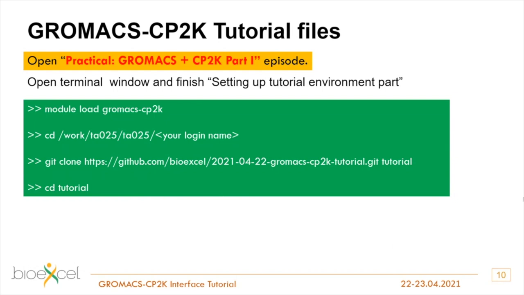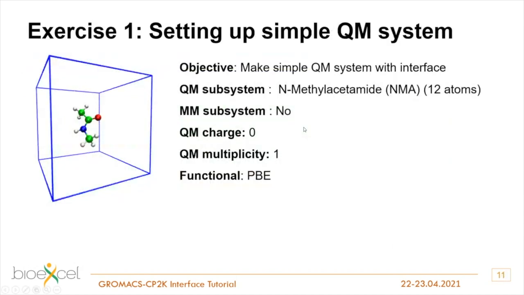The first exercise will be setting up a very simple QM system in a very small box, like shown on the left side of the slide. It is a very small molecule called N-methylacetamide with only 12 atoms. There will be no MM system for now in this practical. It has charge zero, and the spin multiplicity will be one. We will use DFT with the PBE functional for that exercise. The box is really small, only one molecule. In reality it's a periodic box, so you have images of the molecule here and there.